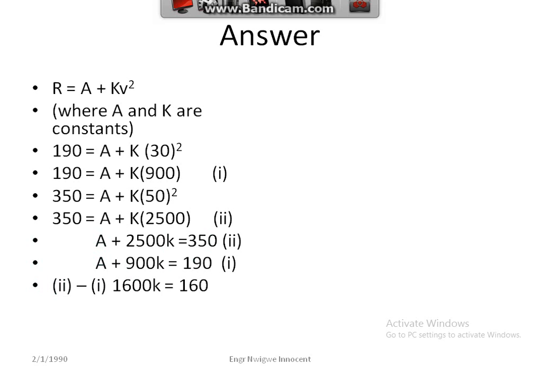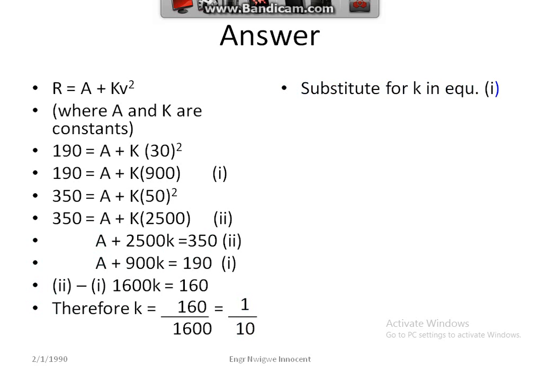Therefore, the k constant is equals to 160 over 1600, which is equals to 1 over 10. Substituting for k in equation 1, that is A plus 900 times 1 over 10 is equals to 190. Therefore, A is equals to 190 minus 90, which is 100.